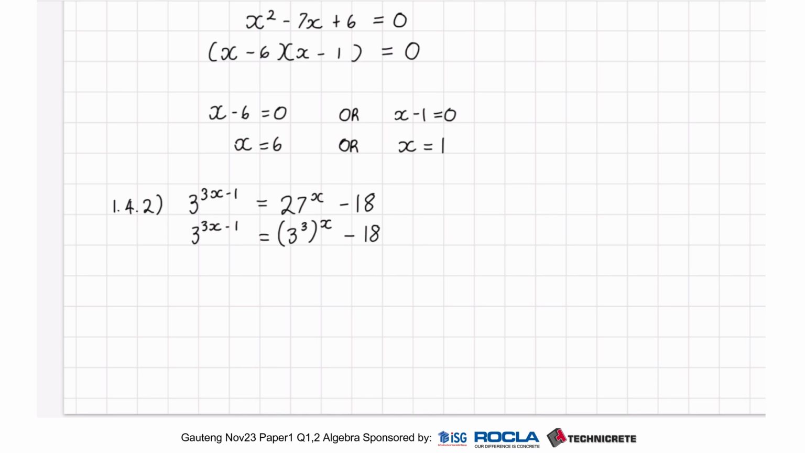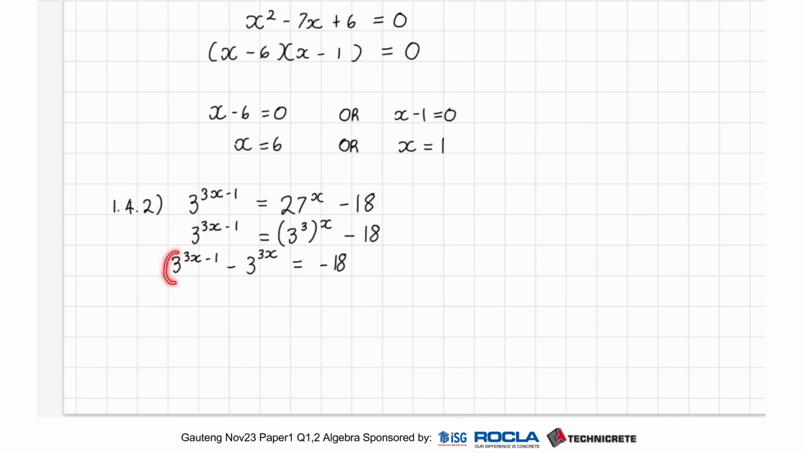So now I want everything that's got x in it to be on one side. So I'm going to take this term, move it over to the other side, which means it becomes negative. And then on this side, I'm just left with minus 18. So I'm going to have 3 to the 3x minus 1 minus 3 to the 3x. I can just multiply the exponents, equals negative 18.